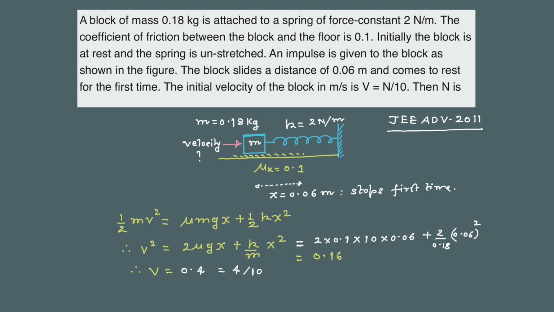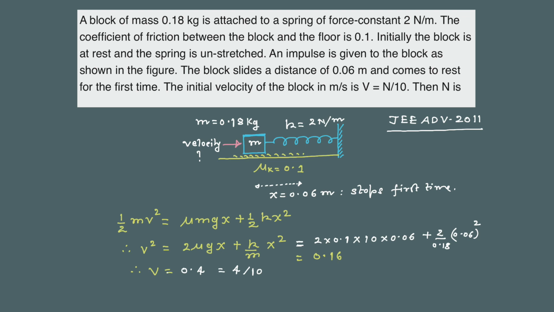But after the velocity is given to this block, the block moves by distance. Block slides a distance 0.06 meter and comes to rest for the first time. यानी block 0.06 मीटर चल के पहली बार रुक जाता है. तो with that information हमें बताना है कि initial velocity को अगर लिखा जाए n/10, if the initial velocity is written as n/10, then find the value of n which is going to be an integer, right?